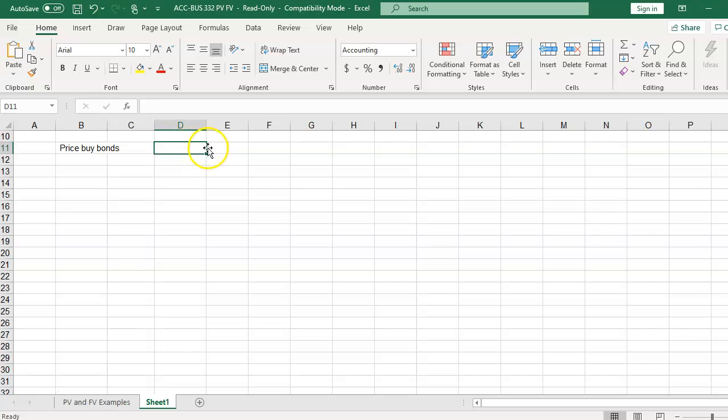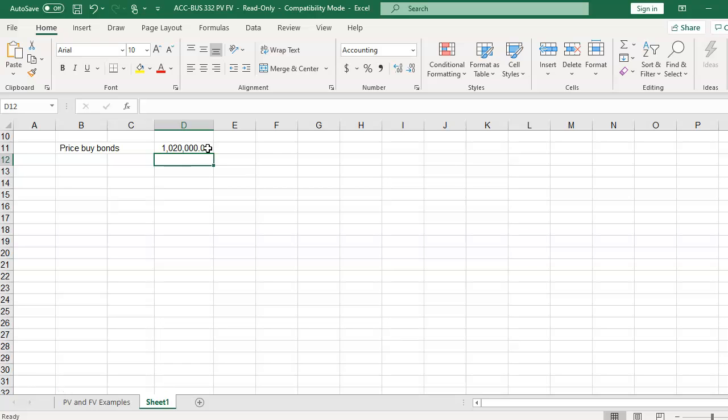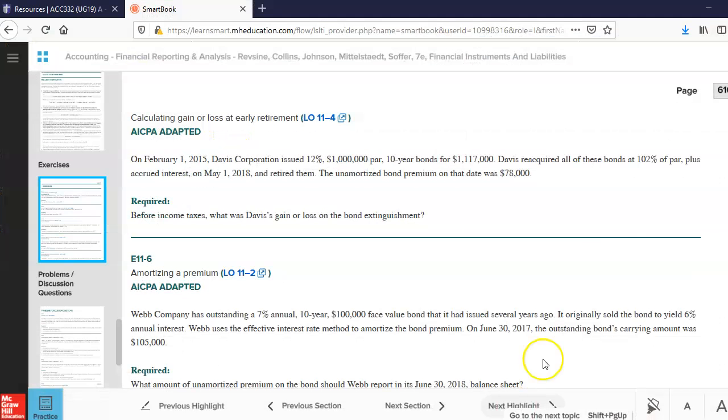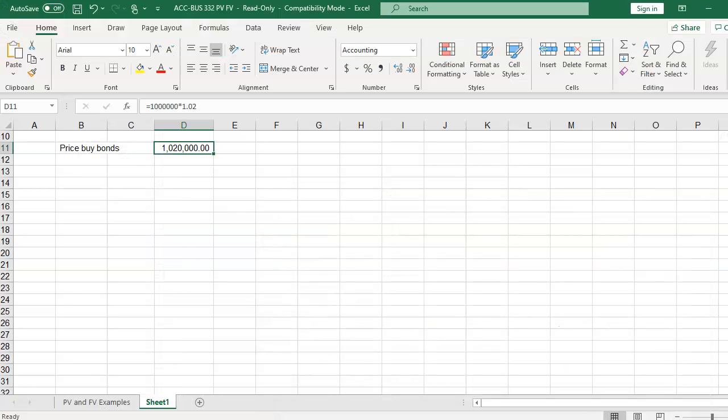So, we'll buy the bonds at $1 million. So it's $1 million principal times 1.02. Okay, so we get 1,020,000. So that 102, when they said 102, just think that's 1.02. So we paid a 2% premium to buy the bonds back. Okay. We kind of make it worth the time of our bondholders to do that.